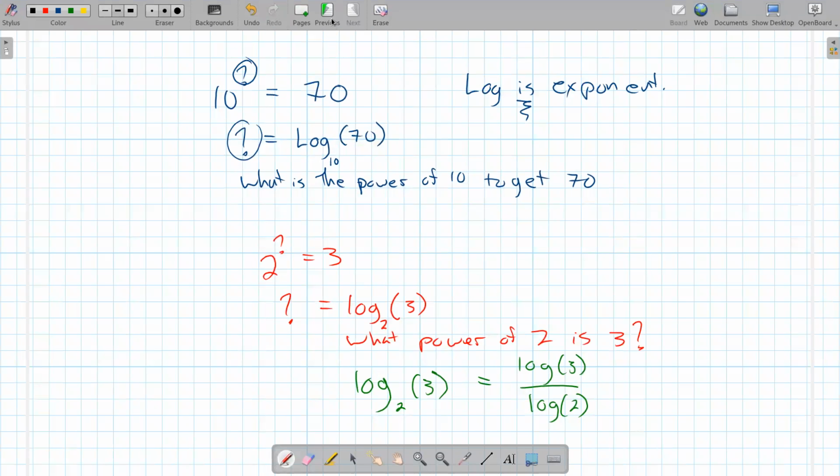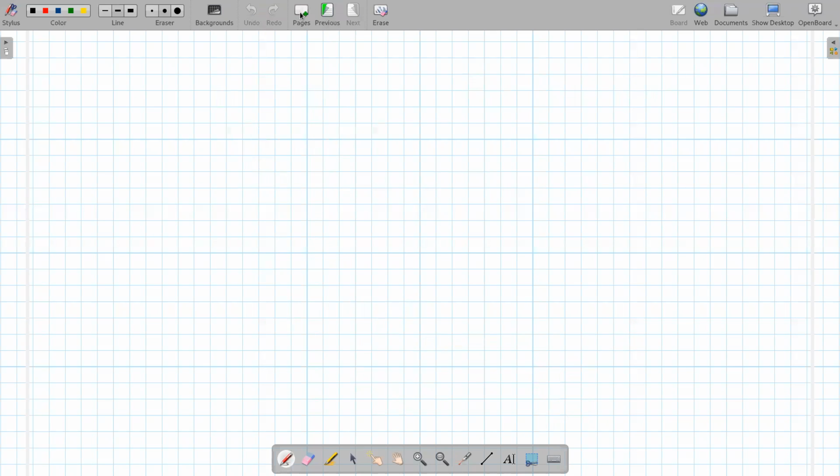All right. So what does a logarithm tell us? It tells us a power. So this is going to get into that first part of the lesson now. So it's super important. Logarithm is an exponent.